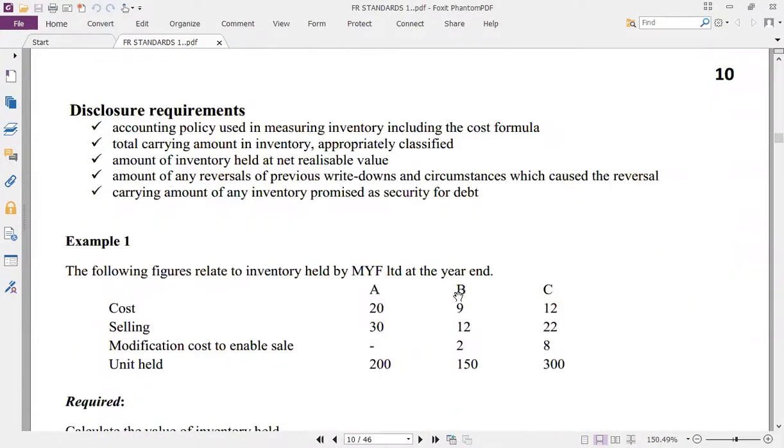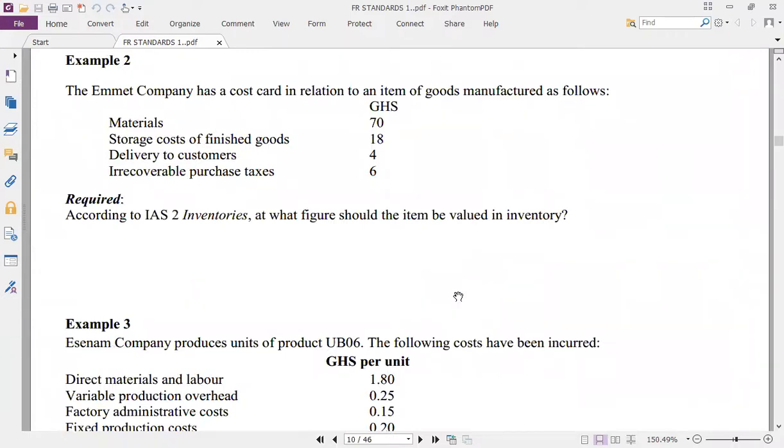So I'll solve question 2. A company has a cost card in relation to an item of goods manufactured as follows. Materials, 70 Ghana cedis. Storage cost of finished goods, 18 cedis. Delivery to customer, 4 Ghana cedis. Irrecoverable purchase taxes, 6 cedis. According to IAS 2 Inventories, at what figure should the item be valued?